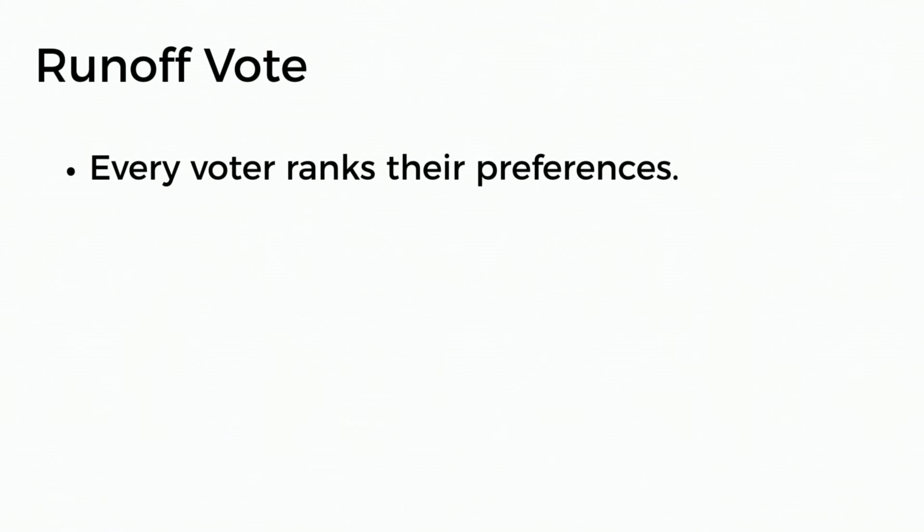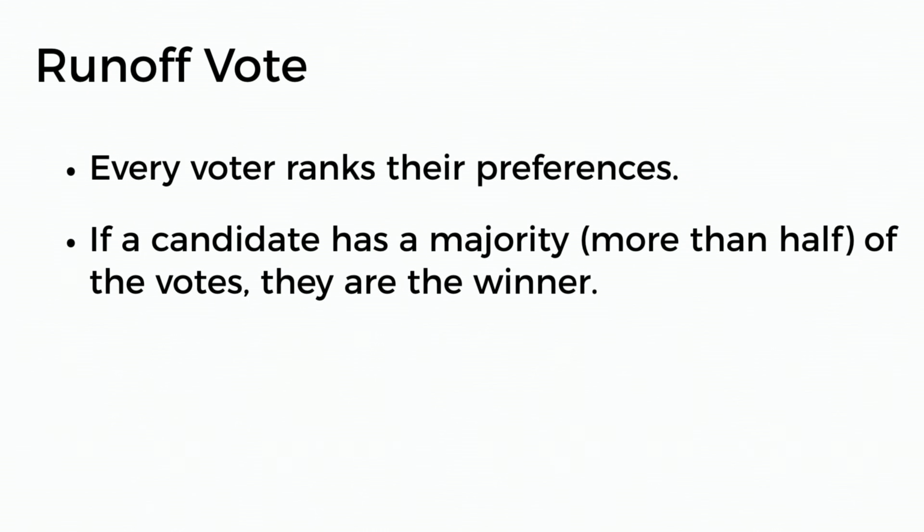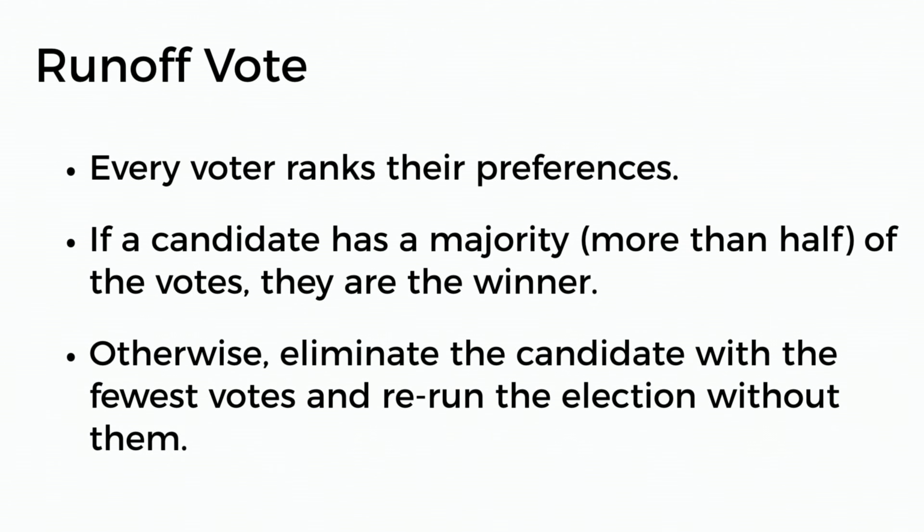How then does the runoff vote actually work? Well, the runoff vote is first going to say that every voter should rank all of their preferences, first, second, third, up to as many candidates as there are in the election. If any candidate has a majority of the vote, meaning more than half of the votes, then that candidate is going to be declared the winner of the election. But if nobody has a majority, we're going to eliminate the candidate with the fewest number of votes and rerun the election without them. And we're going to keep repeating that process until someone has won a majority of the votes. So, let's take a look at a simple example.